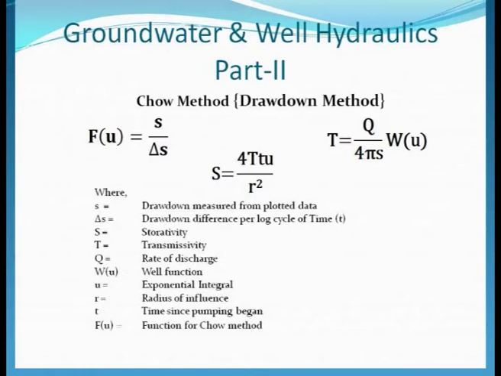When these values are put in the Thies equation, T equals Q upon 4 pi s W, and S equals 4 T t u upon r square, you will get the T and S. This is the solution of the pumping test data given by the Cho method. You can use this method. Now, these are the drawdown methods.